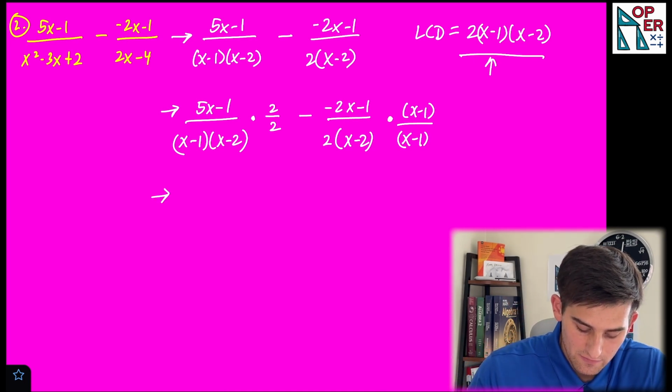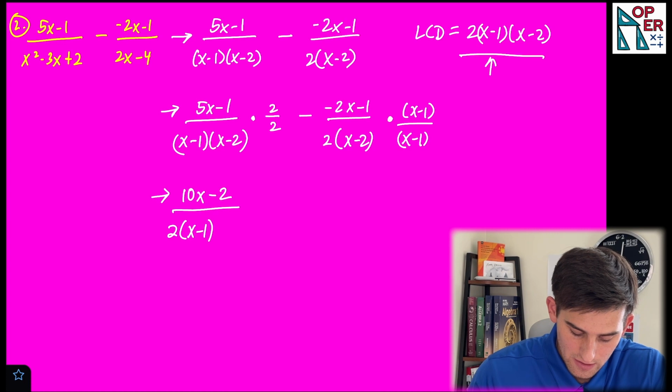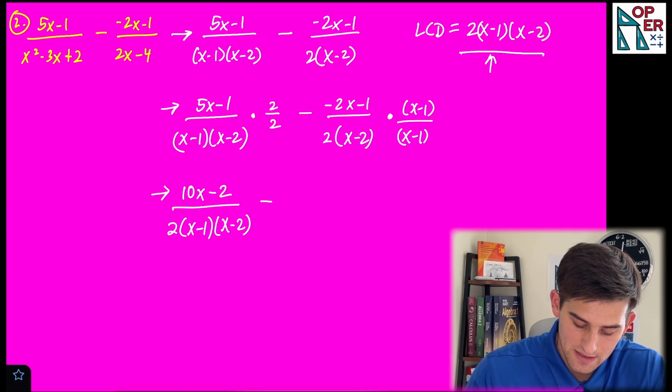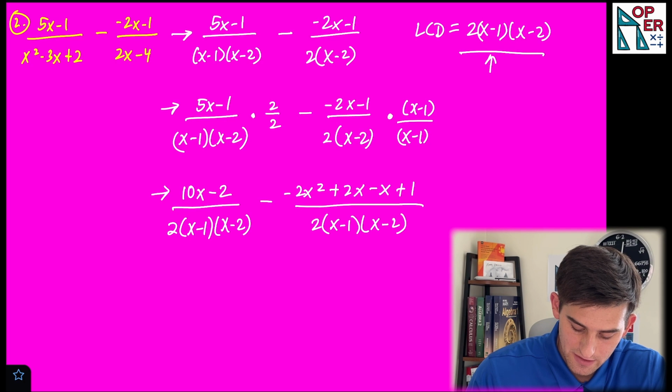Okay, so we're going to get 5x minus 1 times 2, so 10x minus 2, over, and let's just write the 2 next to our 2 factors in the denominator, so it looks like this. Now let's FOIL on the top here. So we're going to have negative 2x times x, so negative 2x squared, negative 2x times negative 1, so plus 2x, and then negative 1 times x, so minus x, and negative 1 times negative 1, plus 1. Now we can write the same denominator, so 2 times x minus 1 times x minus 2.